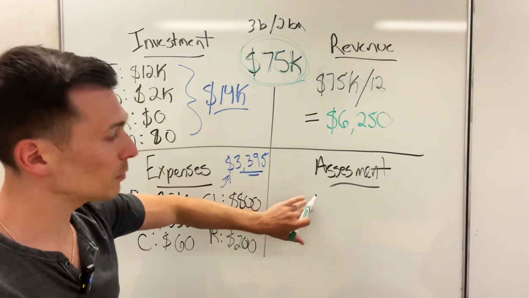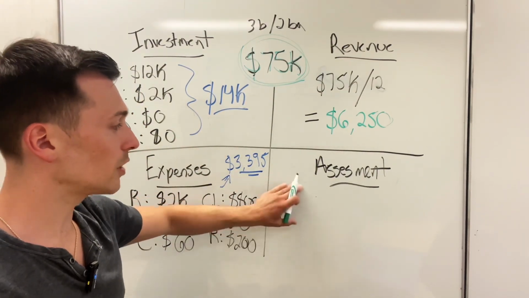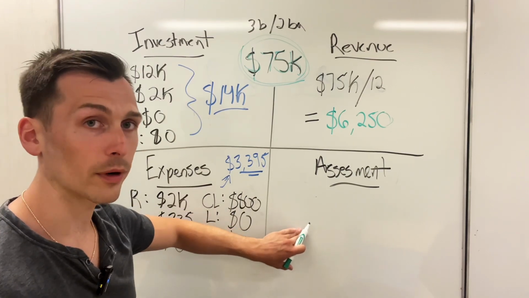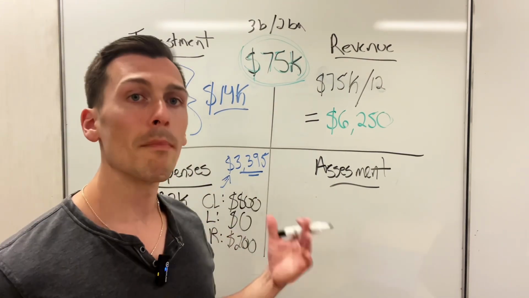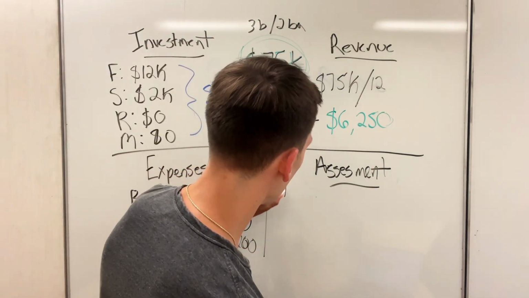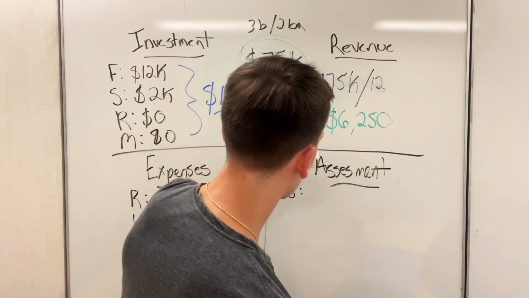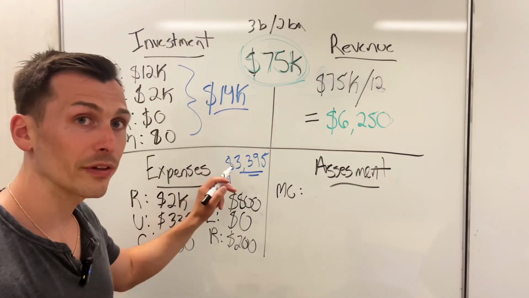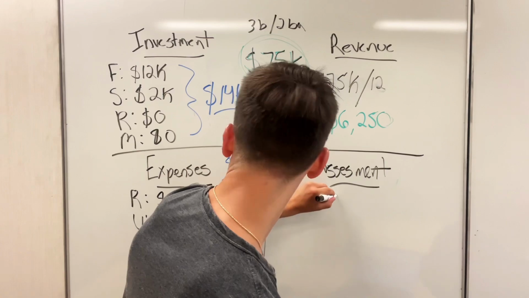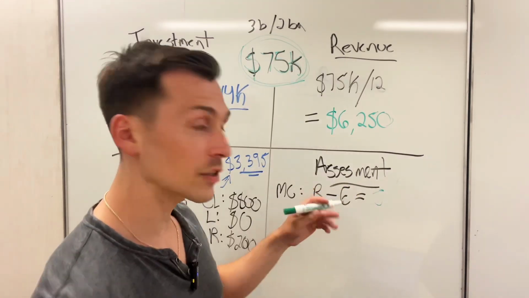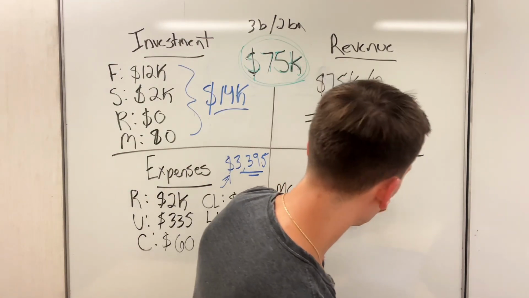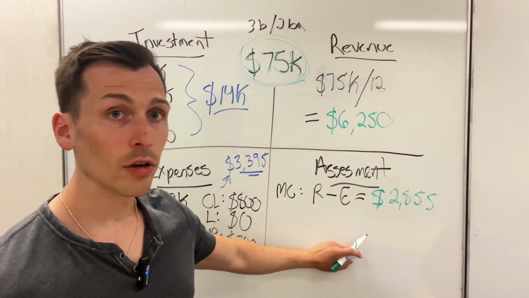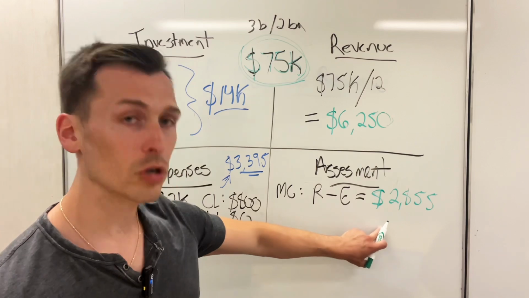Now with the assessment portion of this, we're going to make several deductions to understand exactly if this deal is worth pursuing or not, right? So the first thing is going to be monthly cash flow. I'm just going to put MC, and that's very, very simple. We're going to take our monthly revenue, subtracting our monthly expenses. So we're just going to do R minus E equals, and that's going to give us a monthly cash flow of $2,855.